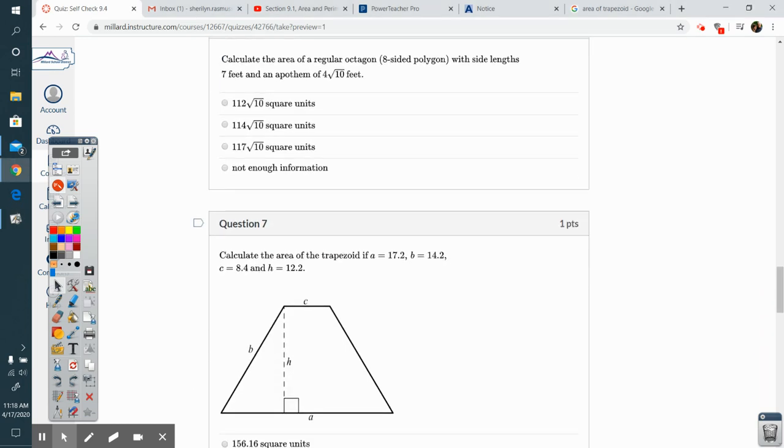Okay, next one. This one's a little bit shorter, so we'll see what we have. Calculate the area of a regular octagon with side length 7 and apothem 4 times square root of 10.